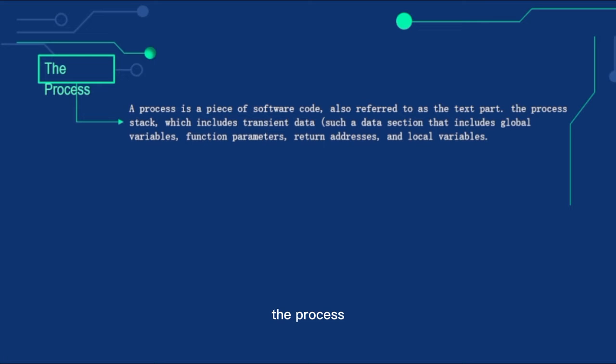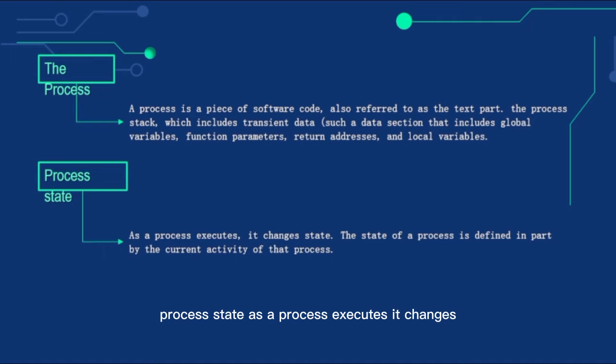The process. A process is a piece of software code, also referred to as the text part. The process stack includes transient data, while the data section includes global variables, function parameters, return addresses, and local variables.